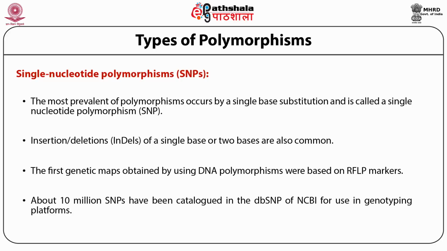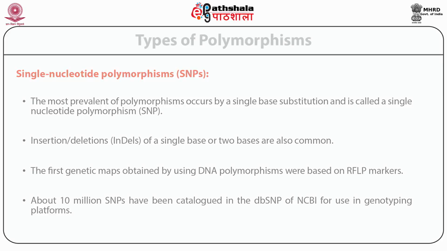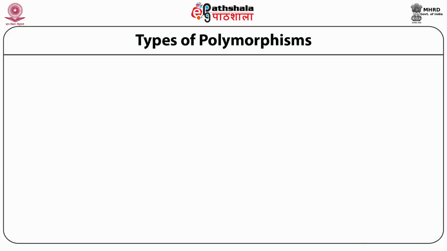SNPs can either produce an alteration in the encoding of an amino acid, that is non-synonymous substitution, or code for the same amino acid, that is synonymous substitutions. Then the second type of polymorphism is minisatellites.